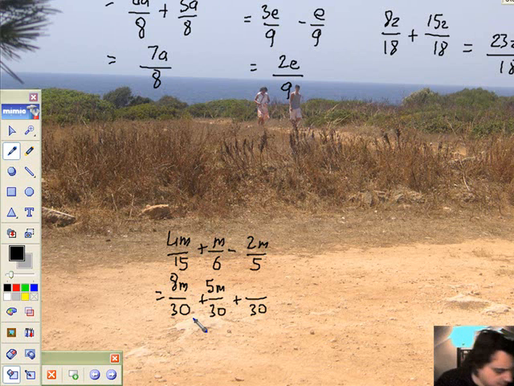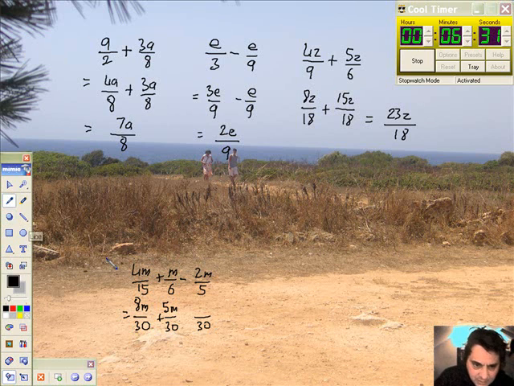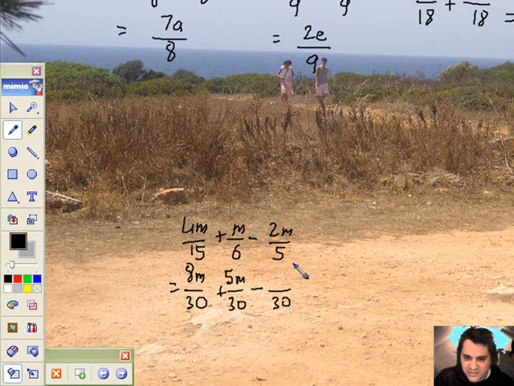Oh, that's a minus, isn't it? Check, check, check. Well spotted me. That should be minus. Just correct it. Right. 5 times 6 makes 30, so I've got 2 times 6. I've got 12 m's.